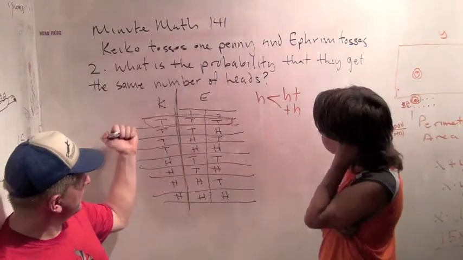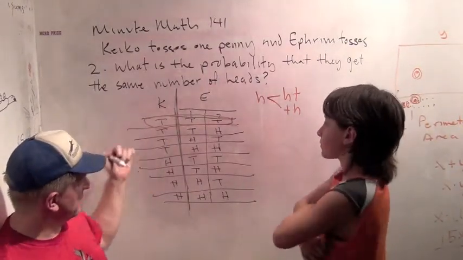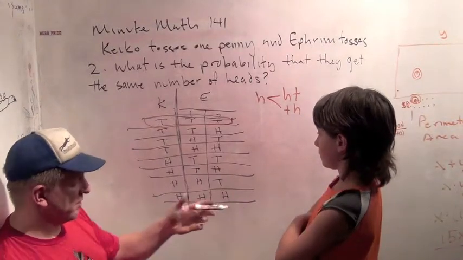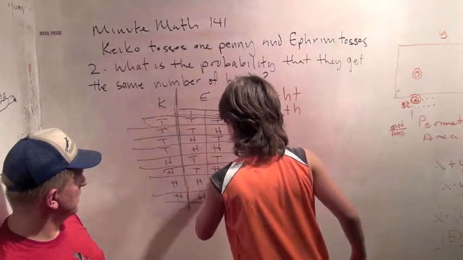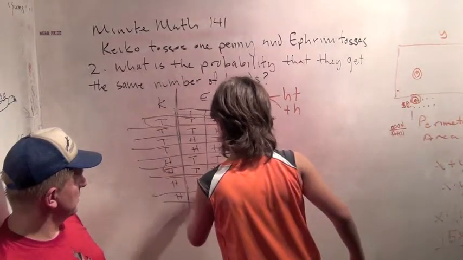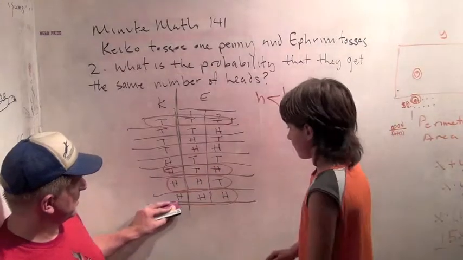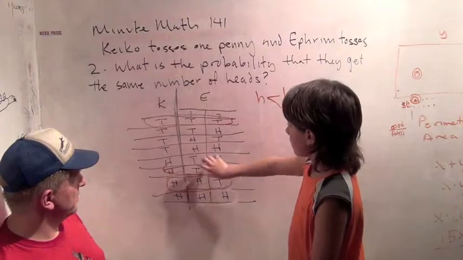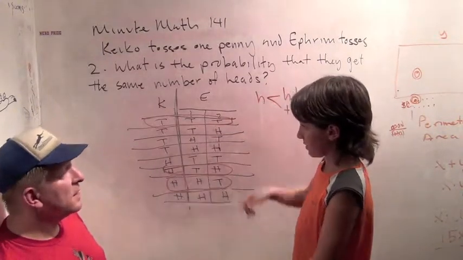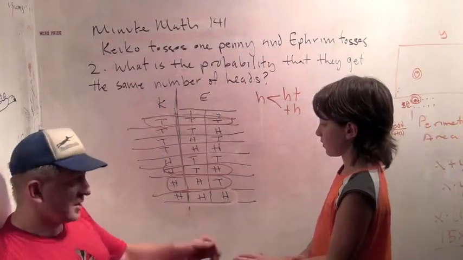So Kaiko can get no heads or 1 head. In this case, no heads. Now, what about in the case where he has 1 head? Why don't you circle the cases that work? This case, in this case. Oh wait, no, not that case. Not this case, because it's got 2 heads. So how many total cases work? 3 total cases out of 8. Challenging problem, right?